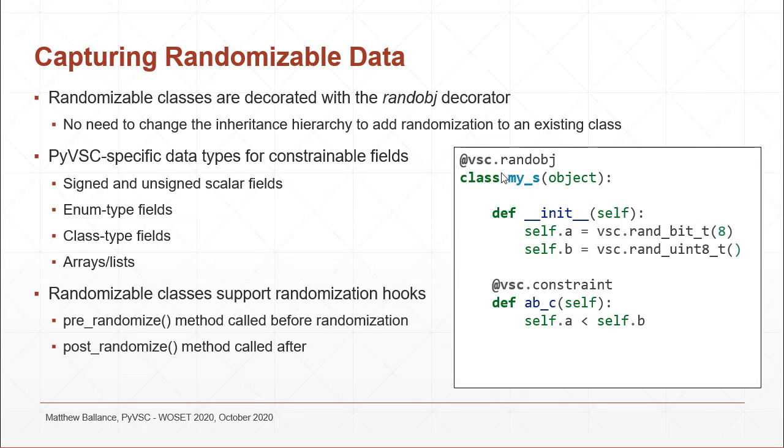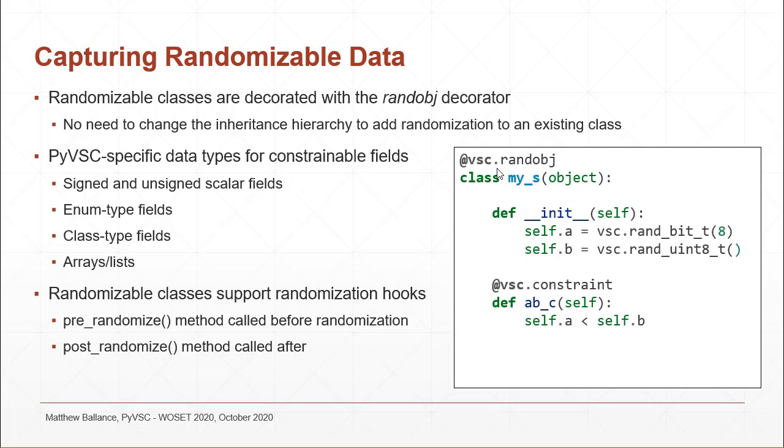So with PyVSC, we use decorators, which are these Python things with the little @ symbol, to identify key types within the description. In this case, @vsc.randobj identifies a class as being randomizable. This decorator will cause PyVSC to build mechanisms, infrastructure into the class such that fields can be randomized, constraints are recognized, and so on and so forth.